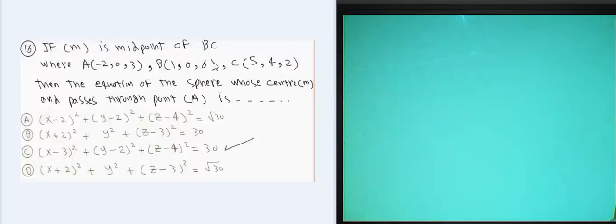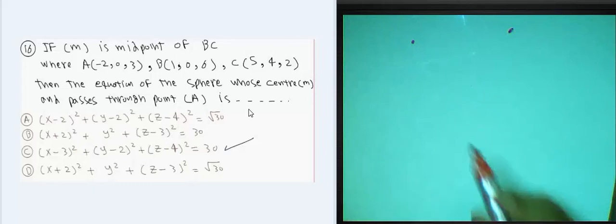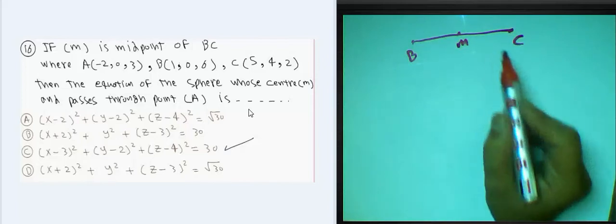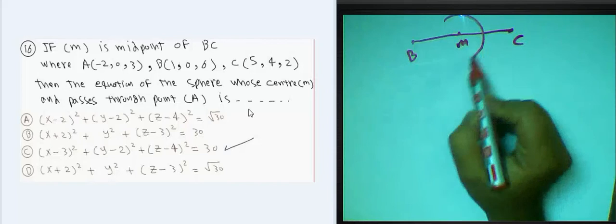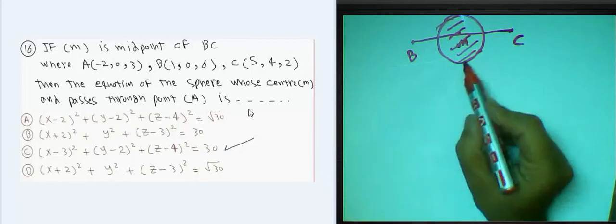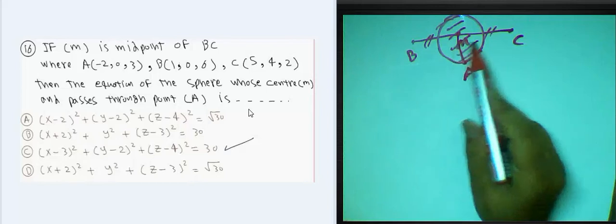Question 16. If M is the midpoint of BC, where A, B and C are given points, we want to find the equation of the sphere whose center is M and which passes through the point A. Okay, we have 3 points here, and the center of the sphere, the midpoint M, lies between B and C. The sphere passes through the point A, so the radius is the segment from M to A, where M is the midpoint between B and C.